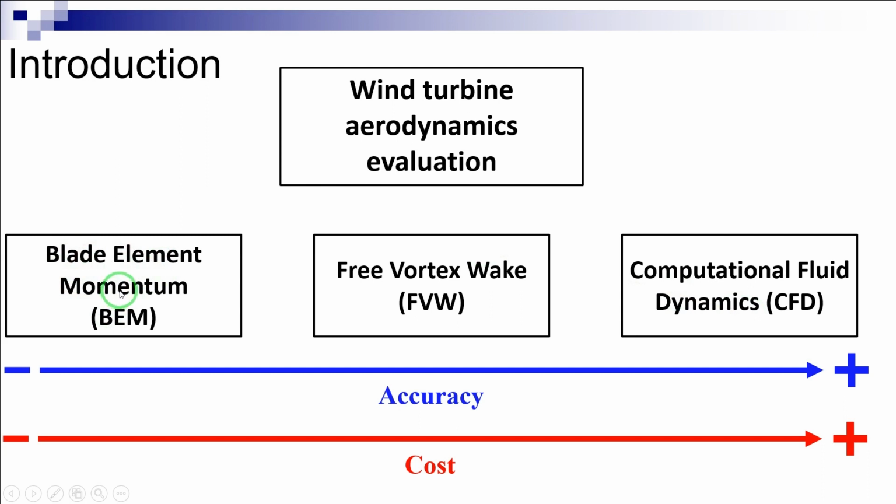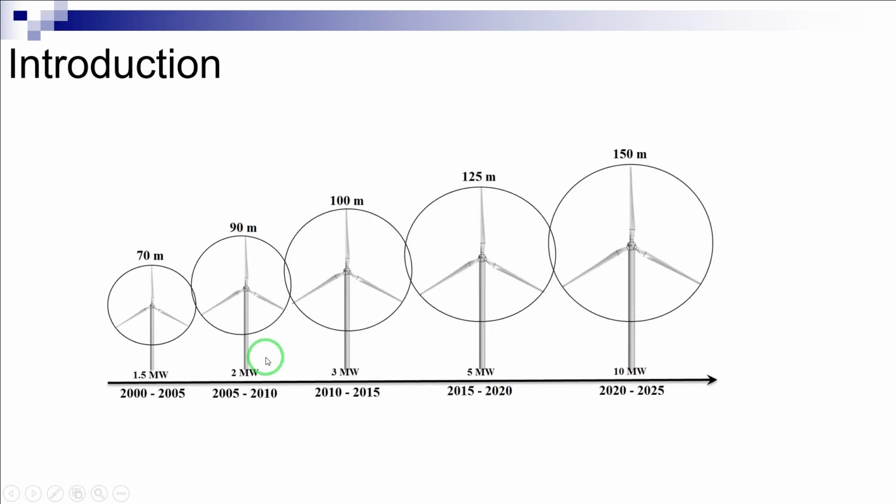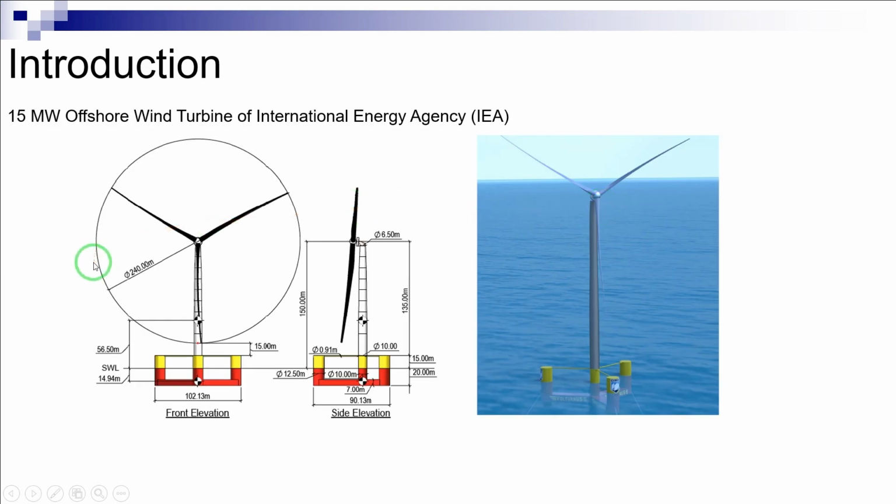However, over the recent years, as shown here schematically, the size of wind turbines, especially the offshore ones, has undergone a dramatic increase due to substantial economic benefits. For instance, here we can see the 15 megawatt offshore wind turbine designed by the International Energy Agency (IEA), which has a rotor diameter of around 240 meters.